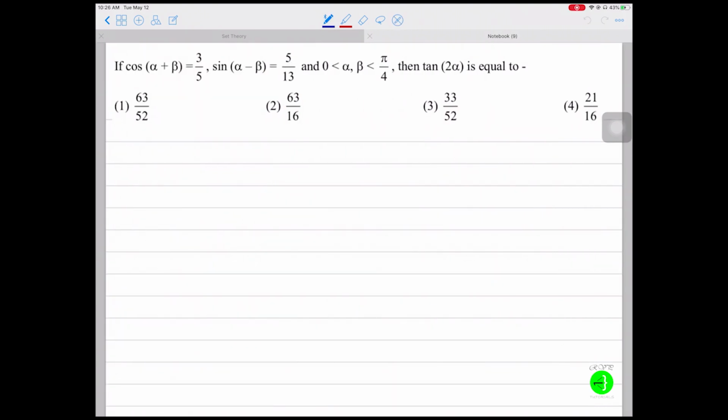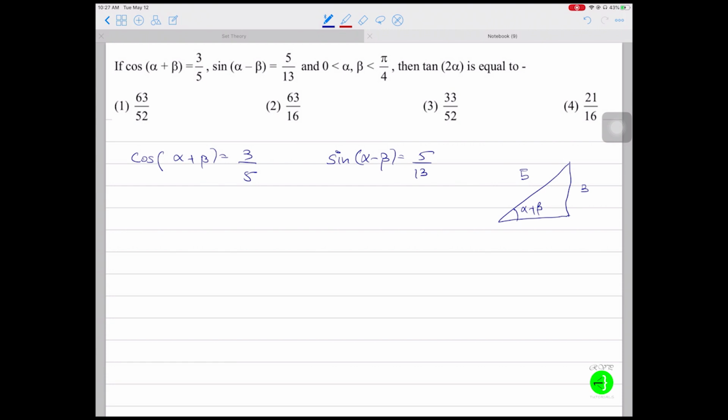If cos of alpha plus beta equals 3 by 5, sine of alpha minus beta is 5 by 13, and alpha is greater than 0 and beta is less than pi by 4, then tan of 2 alpha equals. So we know cos of alpha plus beta is 3 by 5 and sine of alpha minus beta is 5 by 13. So if we had a triangle representation of these angles, this angle will be alpha plus beta.